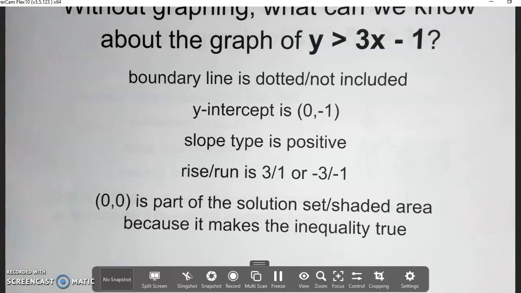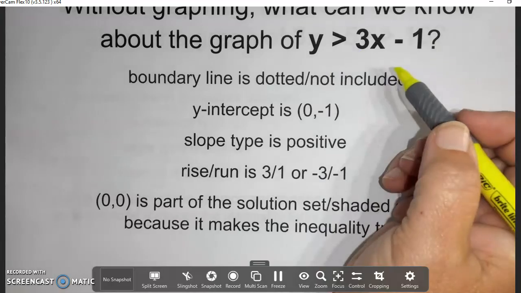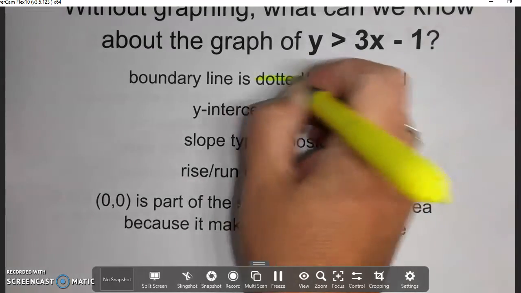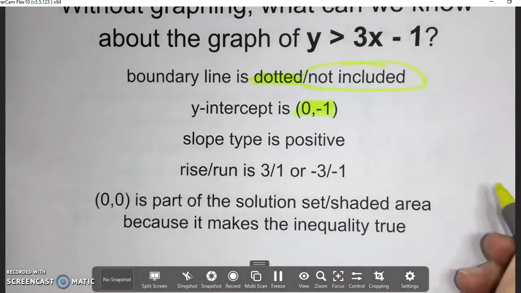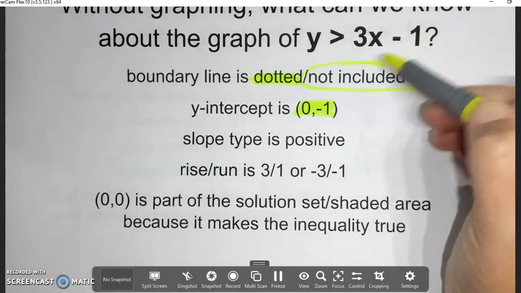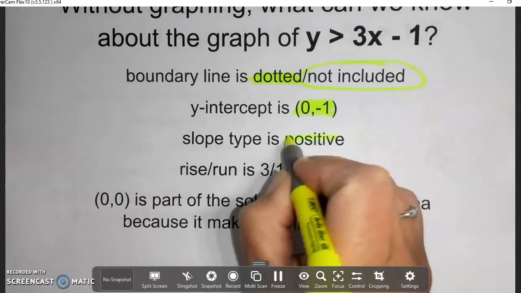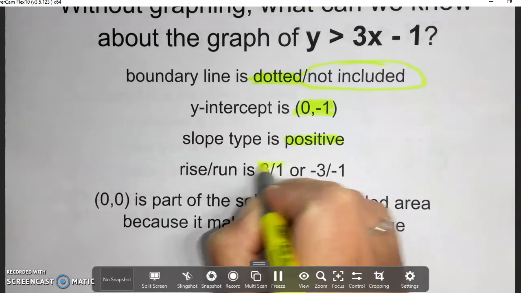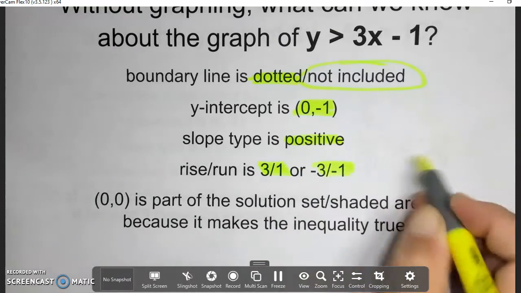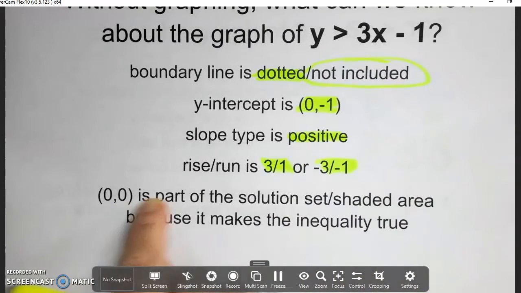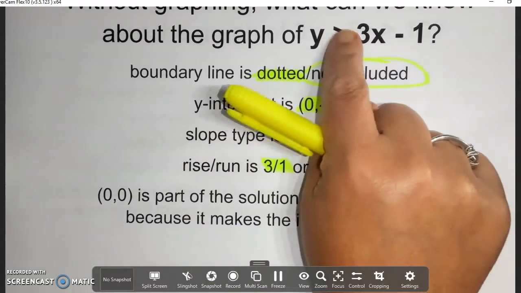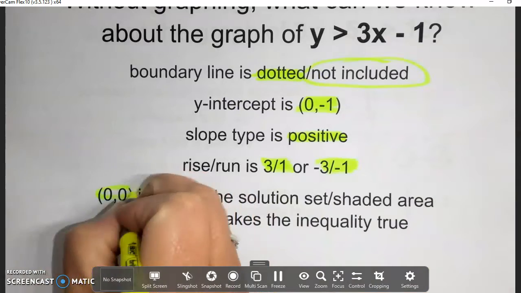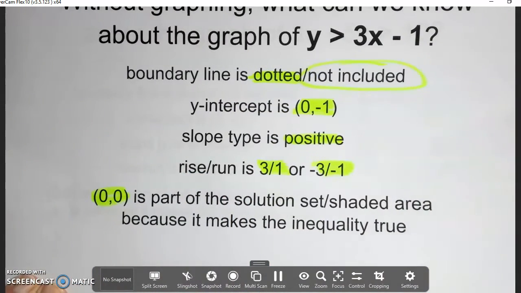Without graphing, what do we know about the graph of y is greater than 3x minus 1? Well, we can tell that it is dotted, so it's not included. The y-intercept is (0, -1). We can tell that by this. The slope is positive. The slope is 3/1 or -3/-1, either one of those. And can we tell that (0, 0) is part of the solution set? 0 is greater than 0 minus 1. Is 0 greater than -1? Yes. So we know that (0, 0) is part of the solution. And we didn't even have to graph it.